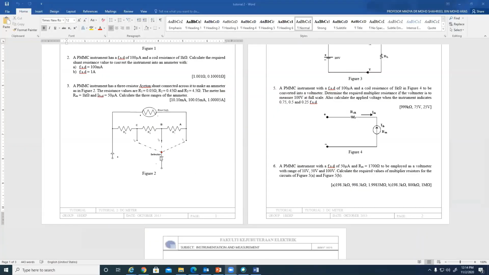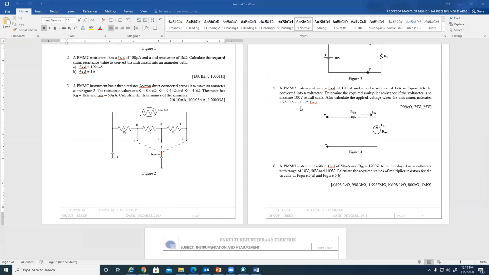Alright, class, try this one. Try example 3. Also, this is tutorial 2. You can see this one: the permanent magnet moving coil instrument. They have 3 resistors, electron shunt.